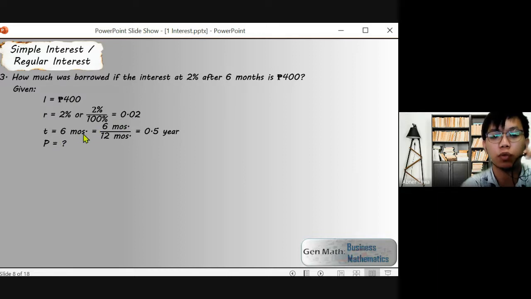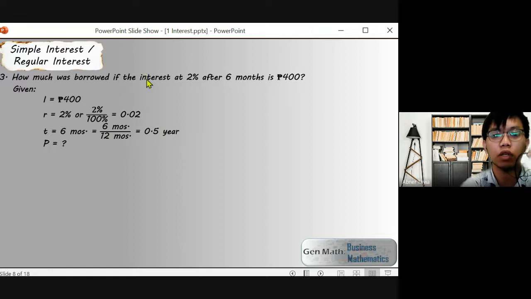And then we're going to express this in years. So always remember na yung length of time, dapat yung unit niya is year. Kaya pag 6 months or month yung unit ng length of time, then we're going to convert or find its equivalent in year. And to do that, we are just going to divide the given number of months by 12 months. So 6 divided by 12, that is 0.5 year.